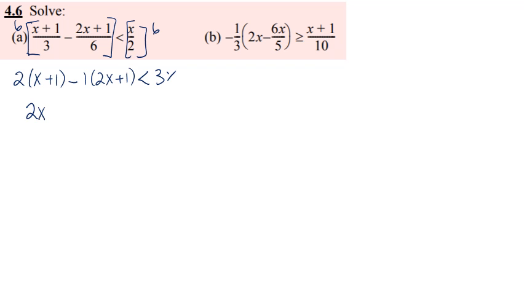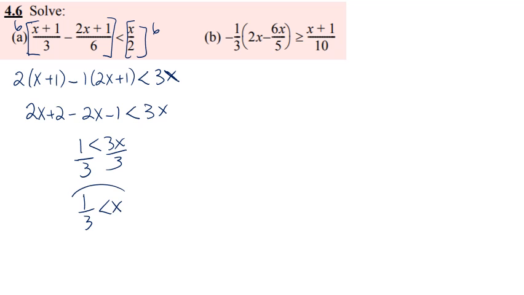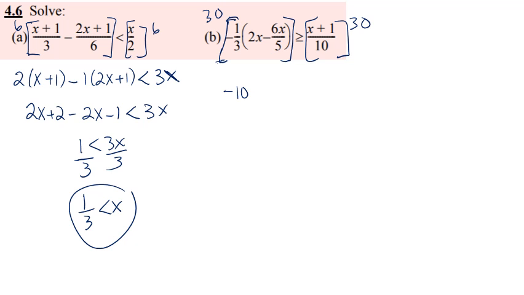Going to distribute. Combine like terms. Divide by 3. I get 1/3 is less than x. Okay, this next one, I know it looks a little intimidating, but I'm going to multiply by 30. So that'd be negative 10.